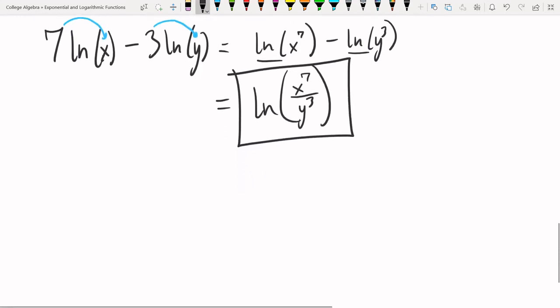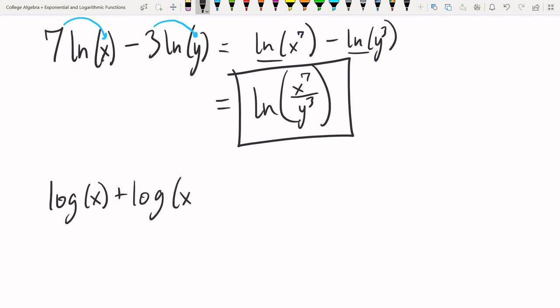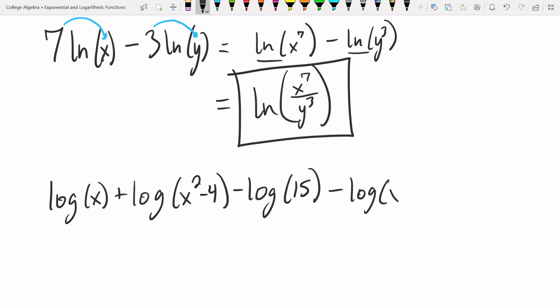Okay, another one that we want to condense. This one's a longer one. Log of 15 minus log of x plus 2. So note here that logarithm does not have any base written, and if a logarithm doesn't have any base written, that's assumed to be log base 10.